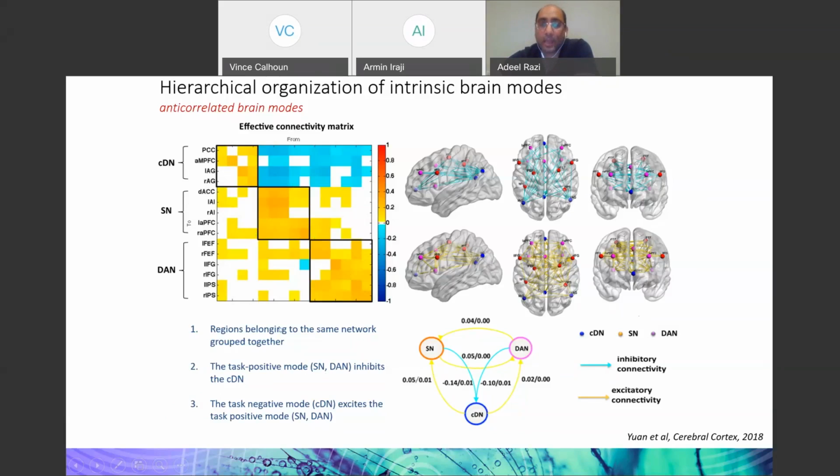What we see is that the task positive or the salience and the dorsal attention network inhibit the DMN, while the DMN excites the salience network. And the salience network sits at the top, at the apex of the hierarchy. So this is what we are showing here at the top. So at the top are the inhibitory connections in cyan, and in gold color, these are the excitatory connections. Here we look at the network level connectivity. So this is a sort of application that I wanted to show.